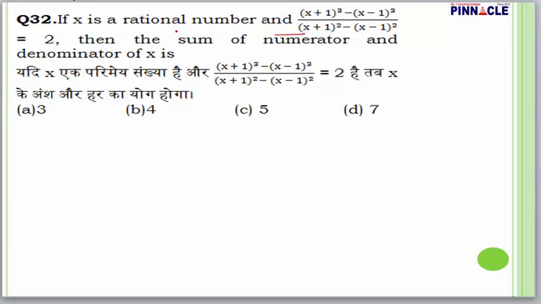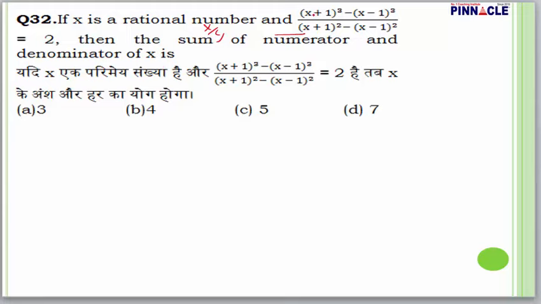In this question, this expression is given. X is a rational number. Rational number means this will be in the format of X by Y. Now here, the expression given is equal to 2. Then find the sum of numerator and denominator of X.